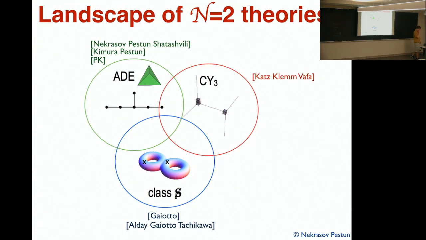OK. Now, I want to talk about some properties of the landscape of supersymmetric N=2 gauge theories. I took this figure from a paper by Nekrasov and Pestun. There are many different N=2 gauge theories known by now from different methods. And this Venn diagram says a picture is worth more than you can say. There are several ways to approach N=2 gauge theories, a big family of theories which can be understood in different ways. So I'm going to focus on this approach here.